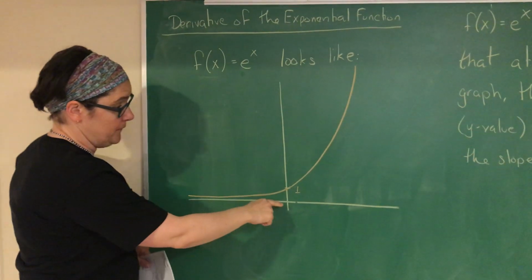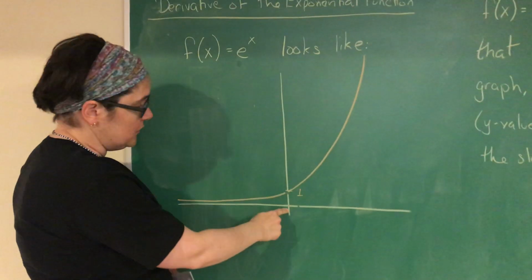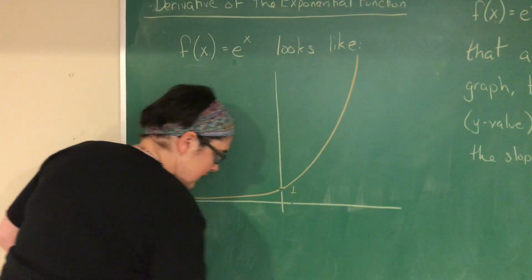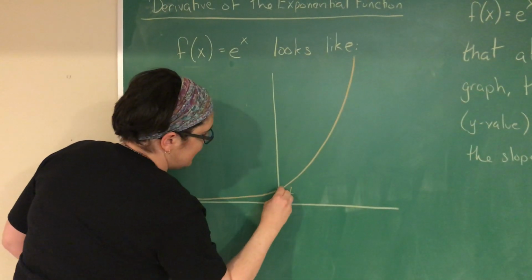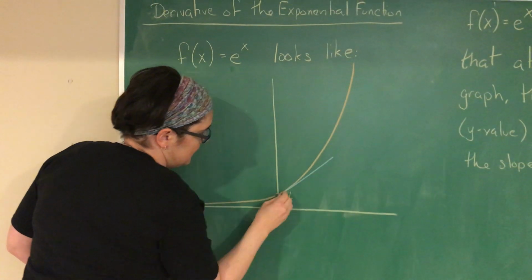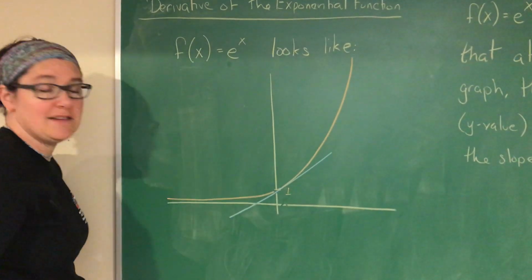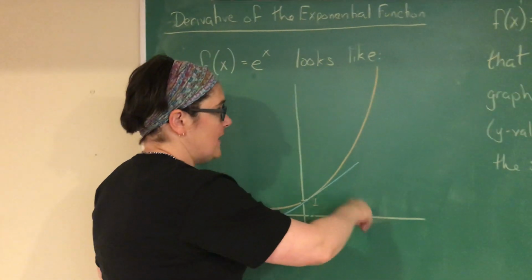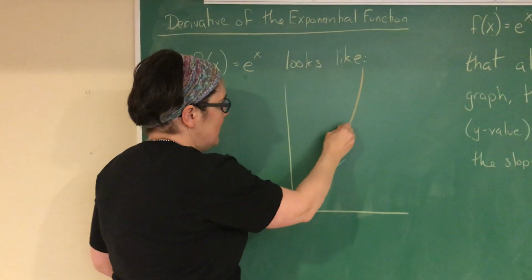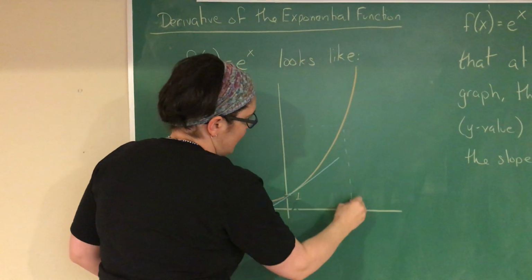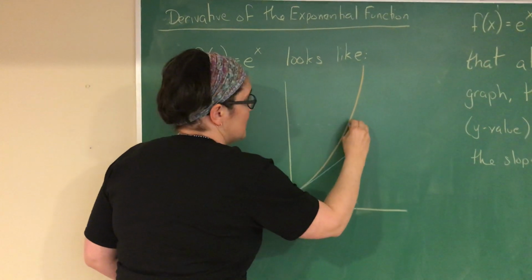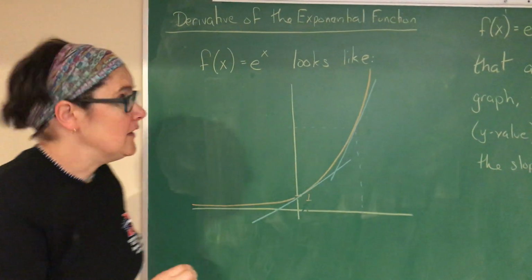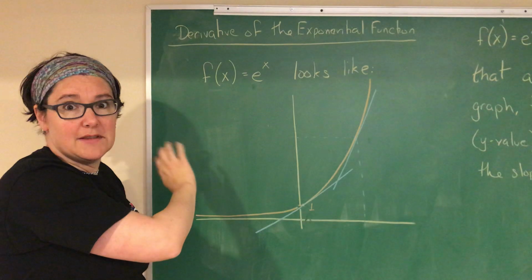For example, here at x equals 0, the height of this graph is 1, and if I were to draw a tangent line at that point, the slope of that tangent line is also 1. If I pick any other x value and I draw the tangent line, the height of the graph is exactly the same as the slope of the graph at that point. Base e is the only one that makes that true.